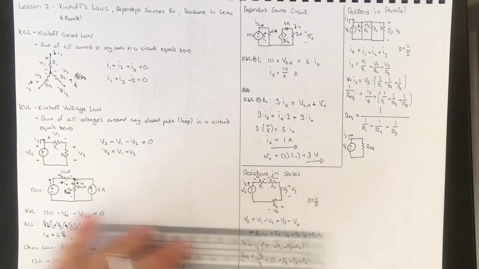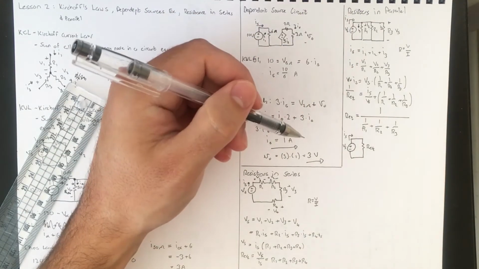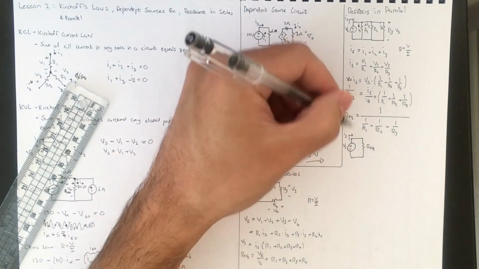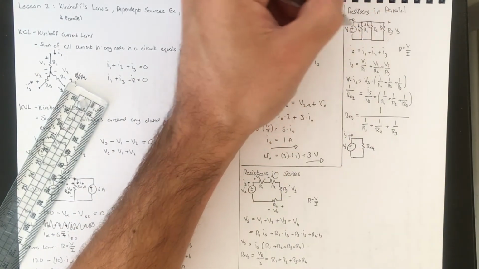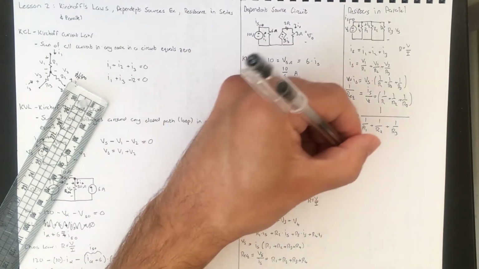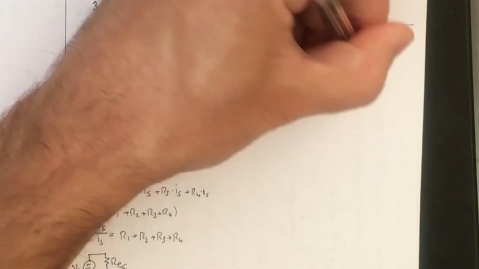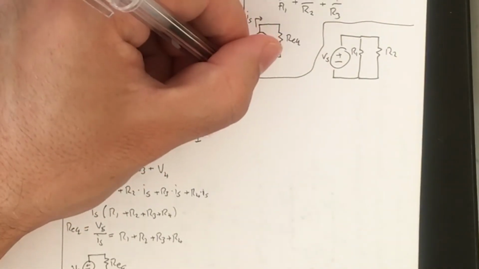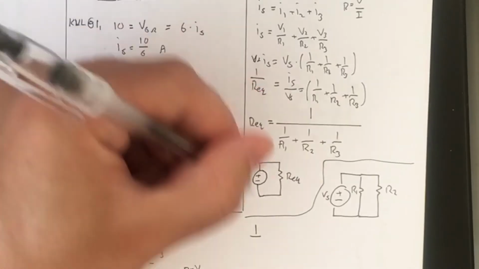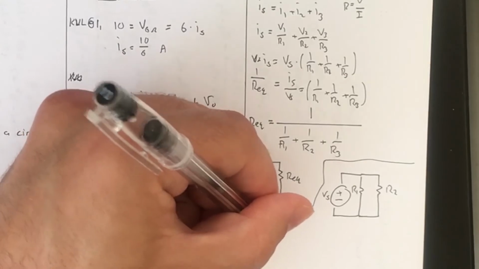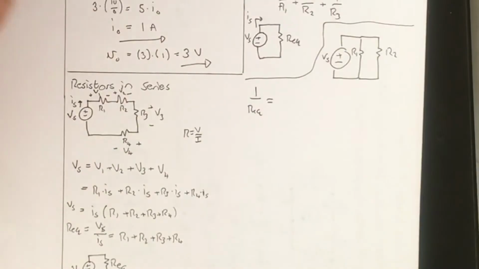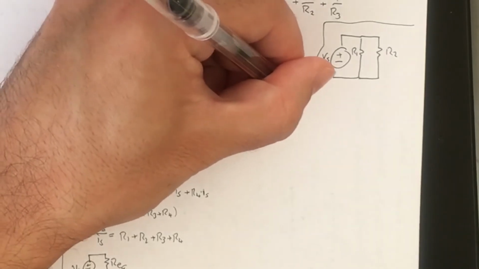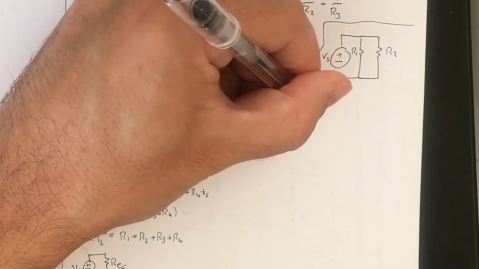Then we have a special case of resistors in parallel. We have the two parallel special case. So let's ignore R3 for the time being. We have R1, R2, Vs. Alright, so we know from this equation 1 over R equivalent is equal to 1 over R1 plus 1 over R2.